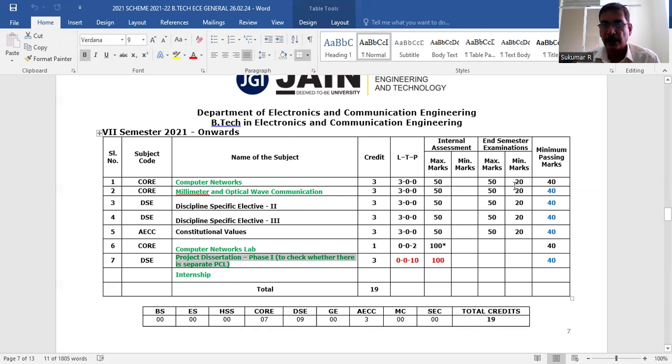Then you can see in this minimum marks column for the end semester examination, you need to score 20. If you score 40 put together and your internal mark is over 40, but in the external you have not scored, then you will still fail. So that part you have to keep in mind. In the external examination, you have to score 20 out of 50. That is the minimum that is expected to pass each course. Then the overall passing mark is 40 for all the courses. So this is the overall idea about what we have in the 7th semester regular courses.